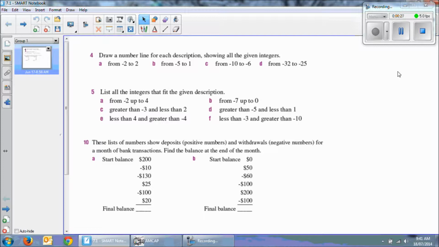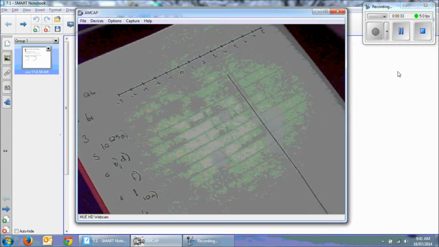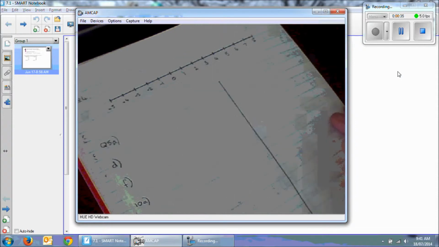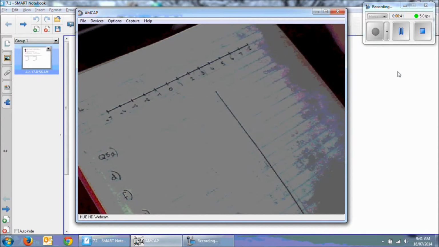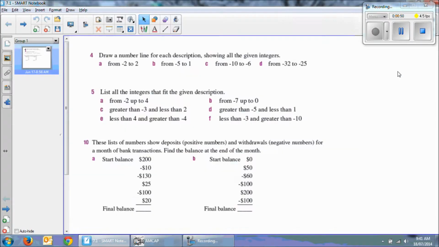So in question 4 it says, draw a number line for each description showing all the given integers. So what you need to do here is draw a number line, and I'm going to do question A and B on this same number line. You don't need to draw a new one every time. You can use a couple of different number lines to do a couple of questions.